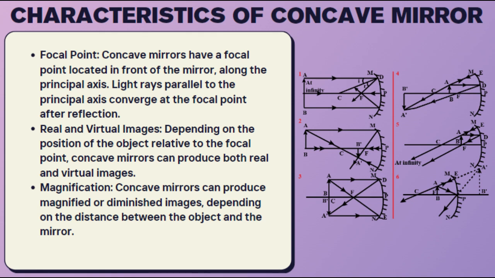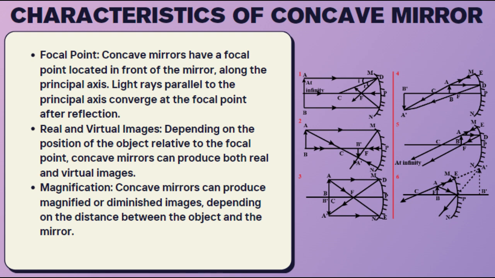Curvature. Concave mirrors are curved inward, resembling the shape of a cave. The inner surface is reflective, allowing light to be reflected inward towards the mirror's focal point. Focal point. When parallel rays of light strike a concave mirror, they converge at a point in front of the mirror called the focal point. This focal point is located halfway between the mirror's surface and its center of curvature.